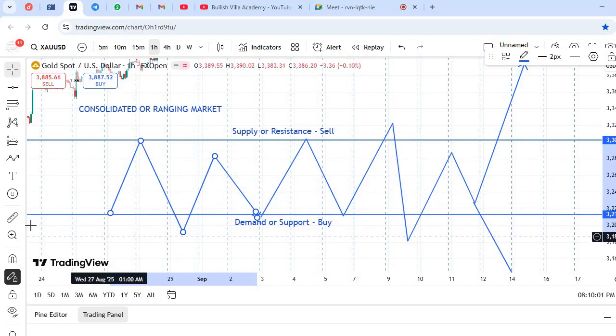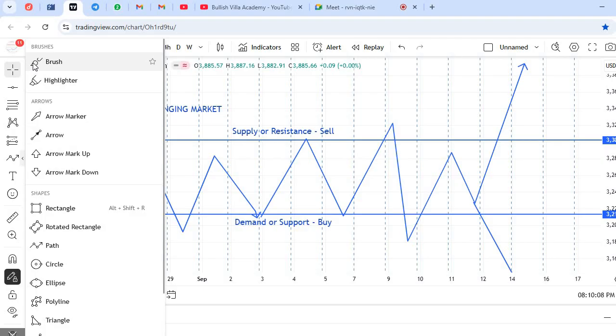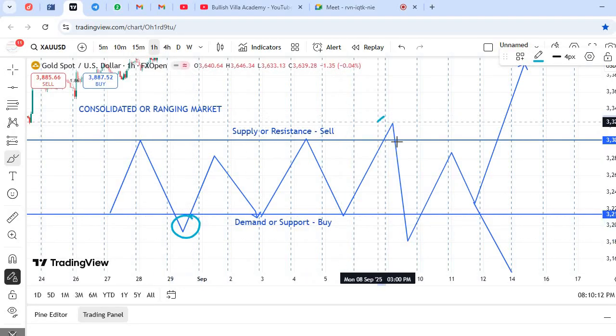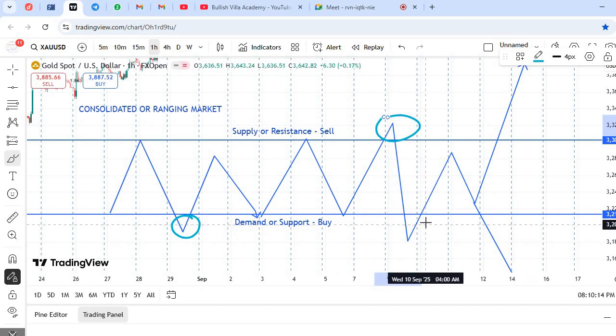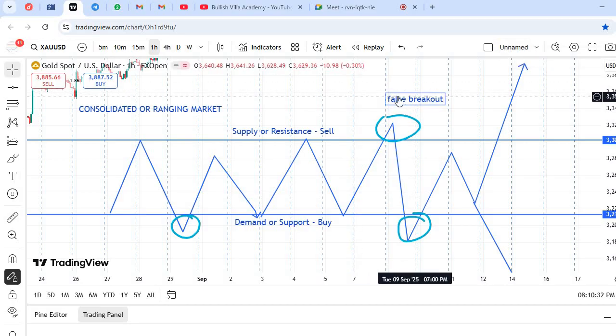The same thing is here. Please pay attention. Don't forget, I'm giving you the foundation, and you can build on this foundation. This is a breakout. This is a breakout. This is another breakout. But these breakouts, I call them false breakouts. F-A-L-S-E, false breakout. Can anybody tell me the reason why it's a false breakout? Anybody?